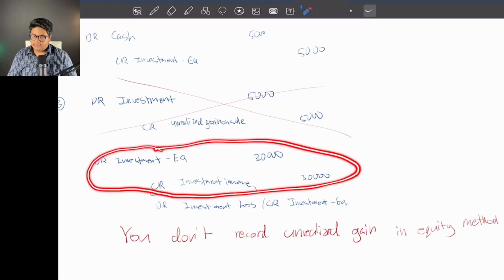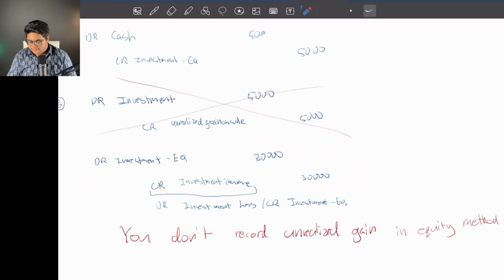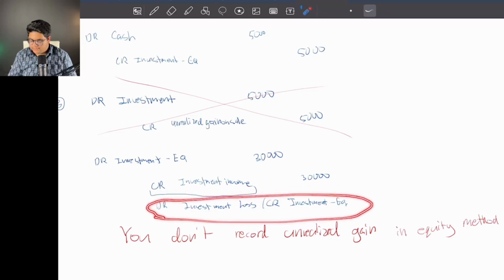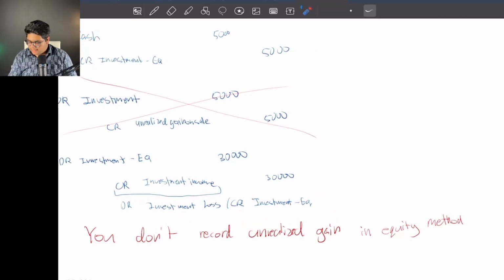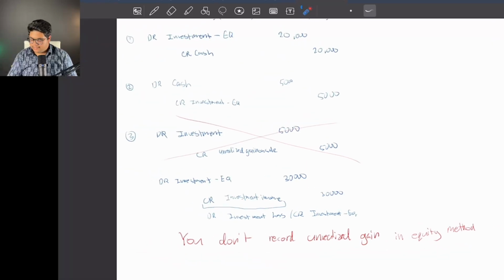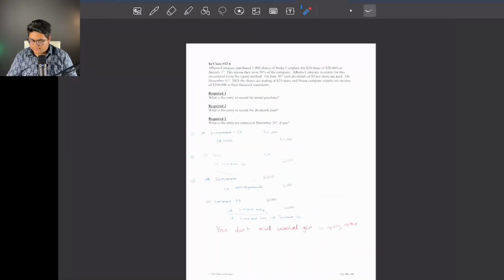Let's say the corporation can also have a net loss, right? It doesn't just have to be net income. So instead of debit investment equity, we would credit investment equity. And instead of crediting investment income, we would debit investment loss. This is a bit poorly laid out. I hope you understand my verbal explanation. If you don't, you should watch the in-class recording. And again, you do not record unrealized gain in the equity model, hence this crossing out.